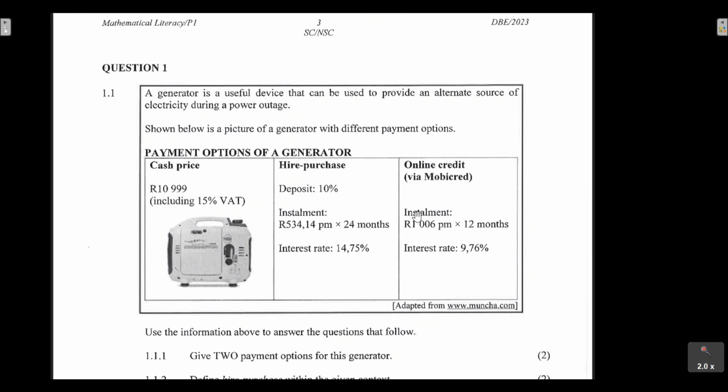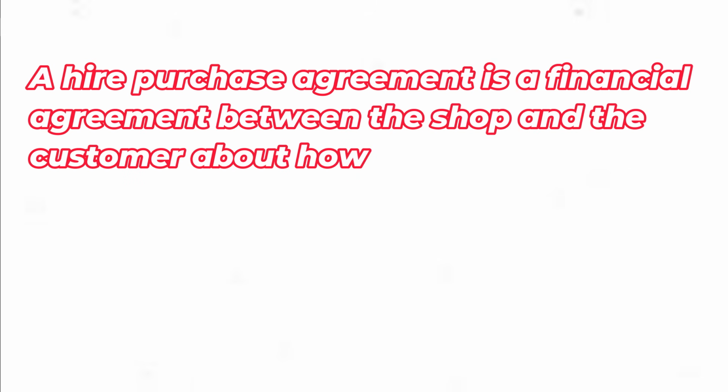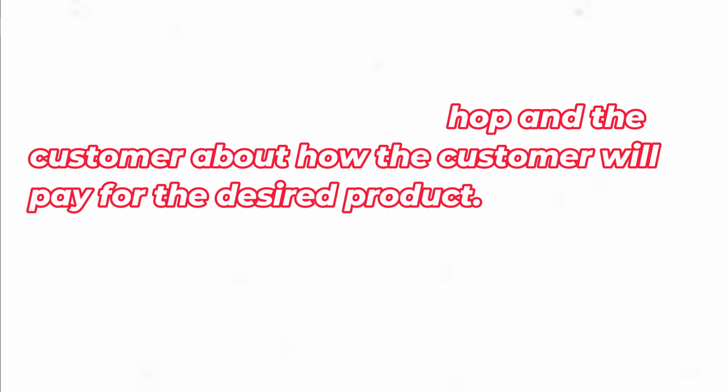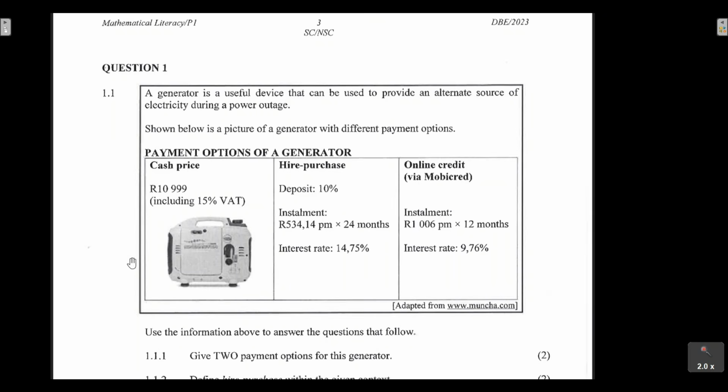Before we even get started with answering these questions, I think it's very important that we have a discussion on what it means when they talk about a hire purchase agreement. A hire purchase agreement is a financial agreement between the shop and the customer about how the customer will pay for a desired product. If you want to take this generator via a hire purchase agreement, you need to make a down payment of 10%. So whatever 10% of 10,999 rand is, that is the down payment you need to make.